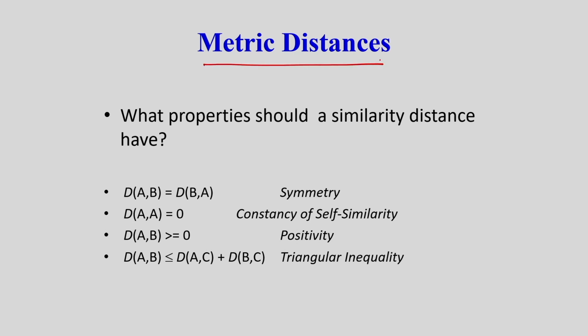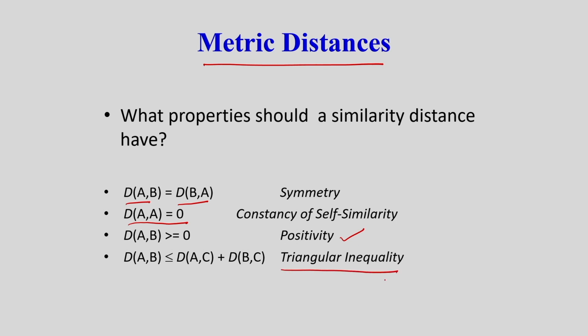The properties of a distance measure should be like this: the distance between two points, A and B, D(A,B) should be equal to D(B,A), that is the symmetry property. The distance between the same point, D(A,A), should be equal to 0, that is the self-similarity. And the distance between A and B should be greater than or equal to 0, that is the positivity.